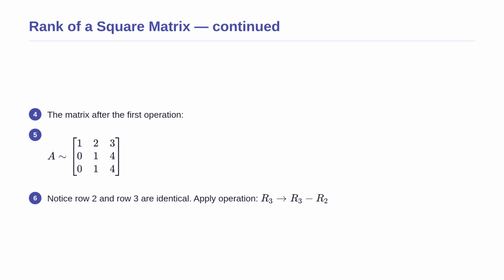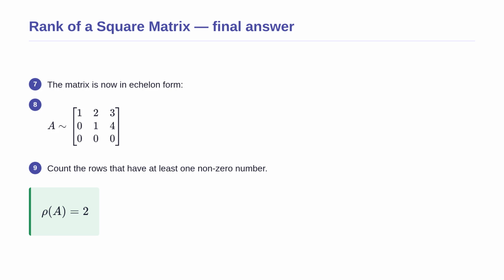To prove it mathematically, we perform another row operation. We will replace the third row with the third row minus the second row. Since they are identical, subtracting them will leave absolutely nothing behind. Let us look at the final result of that subtraction. The matrix is now in perfect echelon form and the entire third row has become zeros.